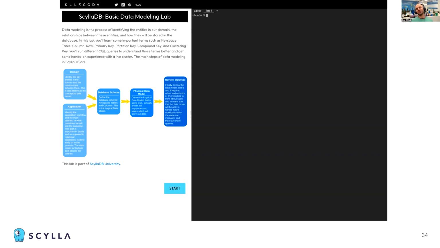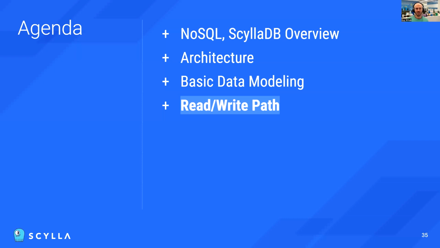Here is another lab that's way more elaborate than the previous lab I showed you. It talks about data modeling and gives examples of different primary keys, clustering keys, and so on. For the sake of time, I'm not going to do this lab. I will send you the link after the meetup is over, probably tomorrow, so you can do the lab on your own.